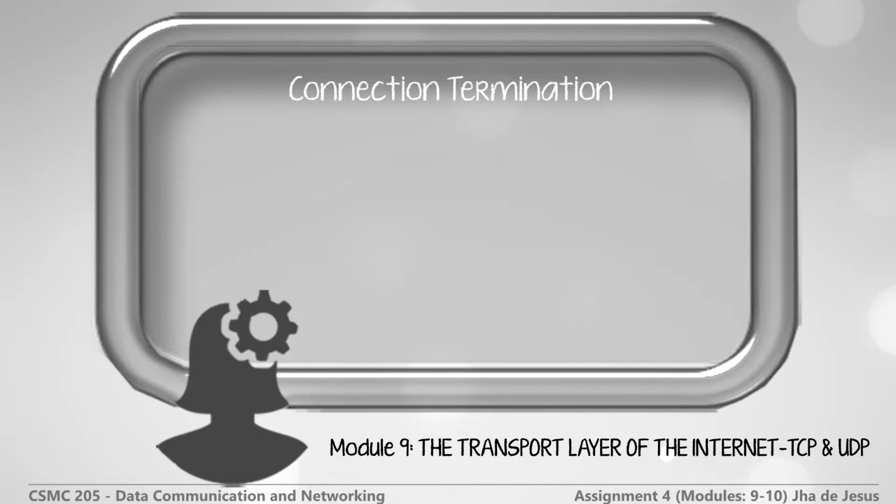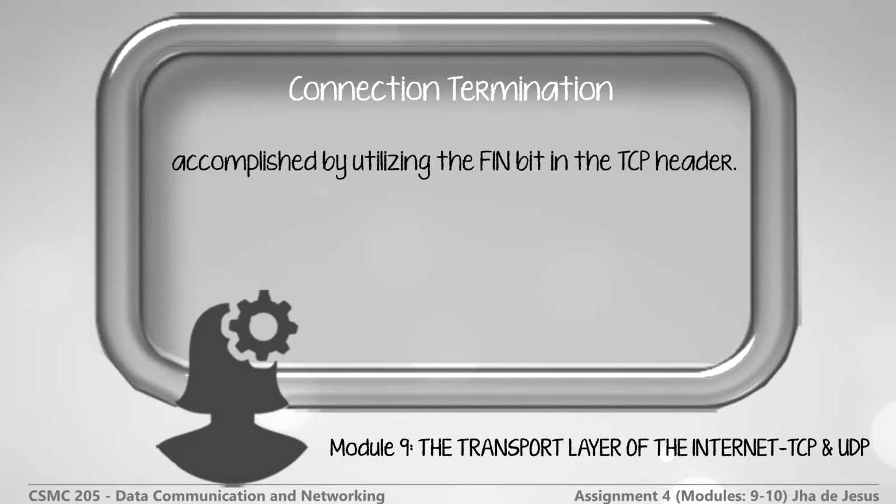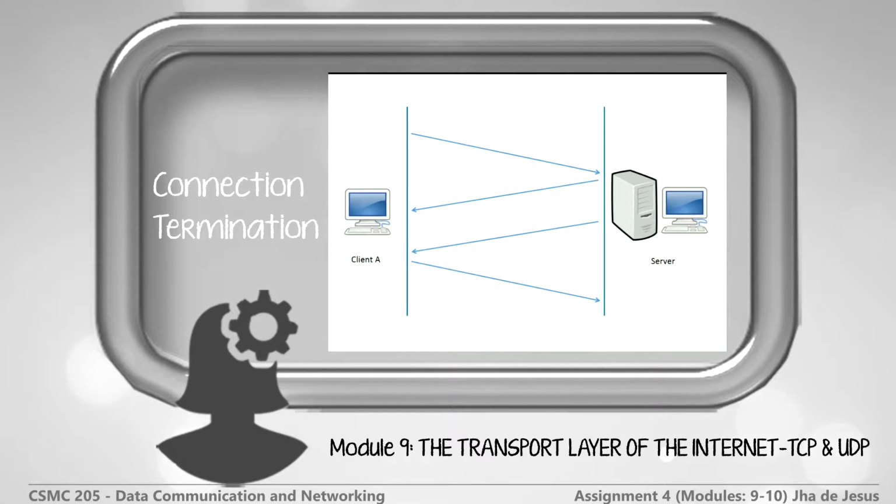The connection termination is accomplished by utilizing the FIN bit in the TCP header. For example, the application running at client A sends a packet to a server with the FIN bit set. The server will then acknowledge the packet and it will now no longer accept data from client A. Since TCP is full duplex, the server will also send a packet with the FIN bit set. Upon receiving the request for connection termination, client A will then reply with an acknowledgement to finally close the connection.